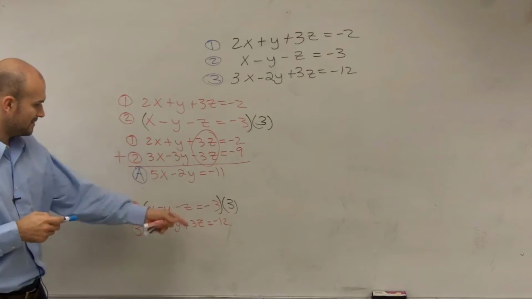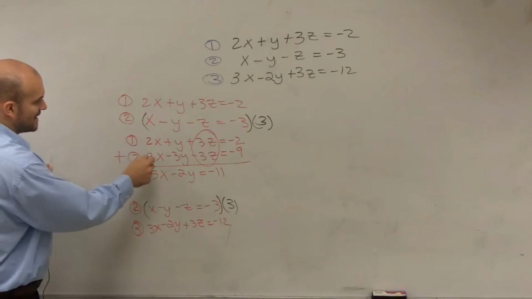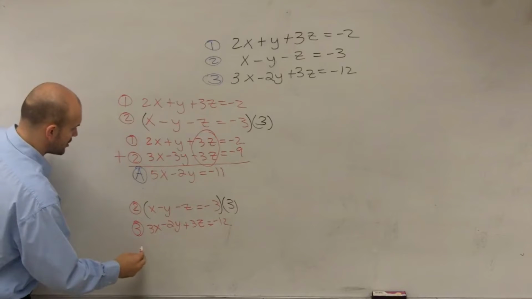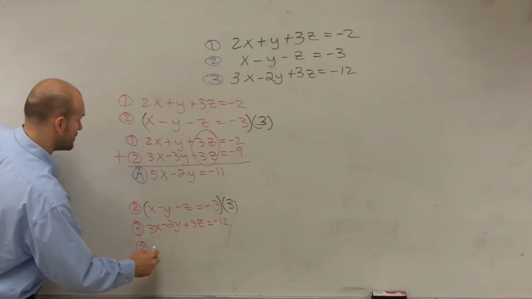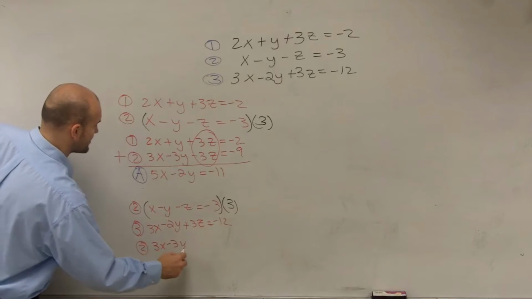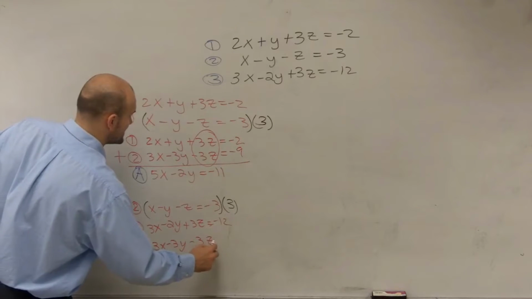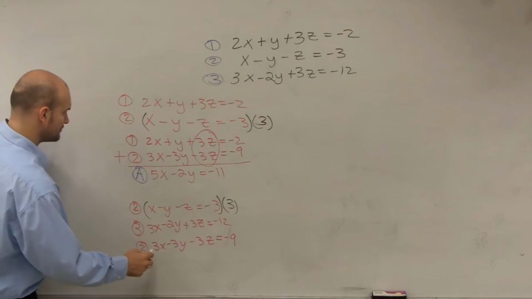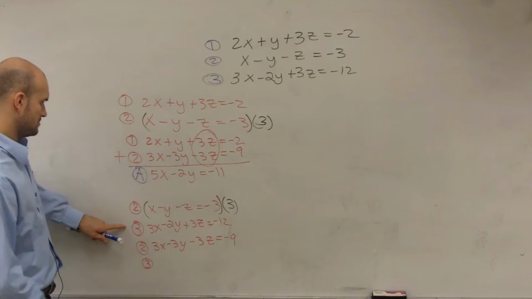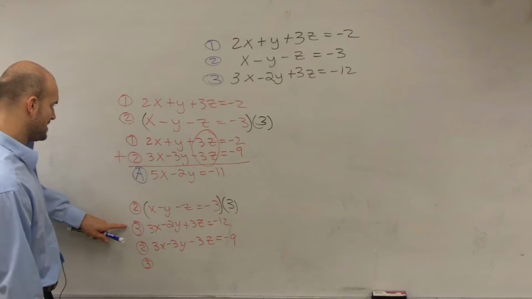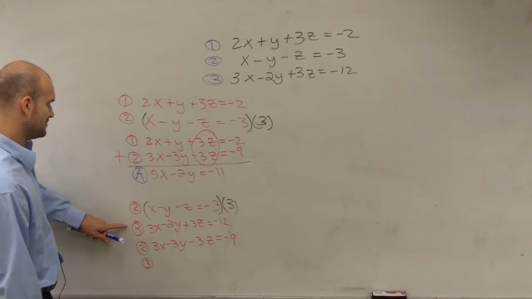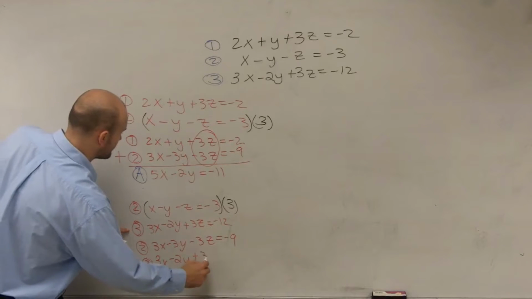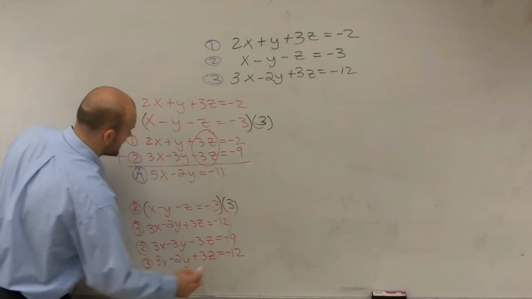All right? Then we do the same thing. I use my multiplier, which again, I already know it's 3x, so I only have to do my math once. So I rewrite equation 2, which is 3x minus 3y minus 3z equals negative 9. And then equation 3, which is 3x minus 2y plus 3z equals negative 12.